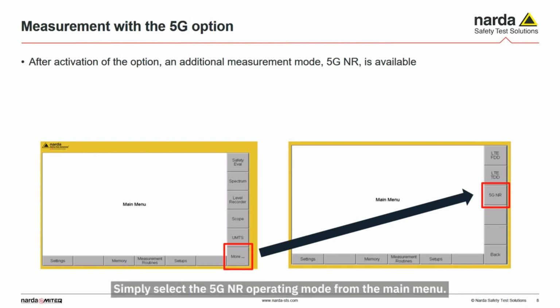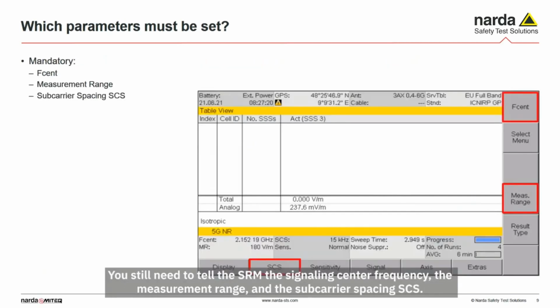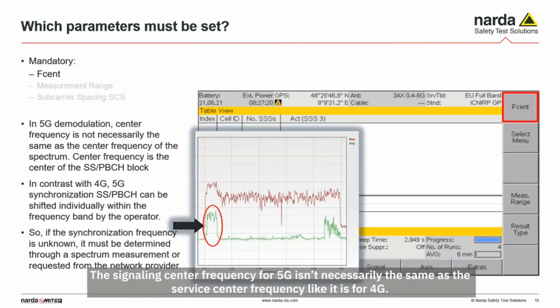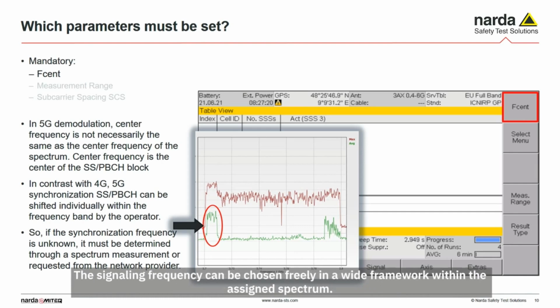Simply select the 5G new radio operating mode from the main menu. You still need to tell the SRM the signaling center frequency, the measurement range and the subcarrier spacing, SCS. That's enough for most cases. The signaling center frequency for 5G isn't necessarily the same as the service center frequency like it is for 4G. The signaling frequency can be chosen freely in a wide framework within the assigned spectrum.